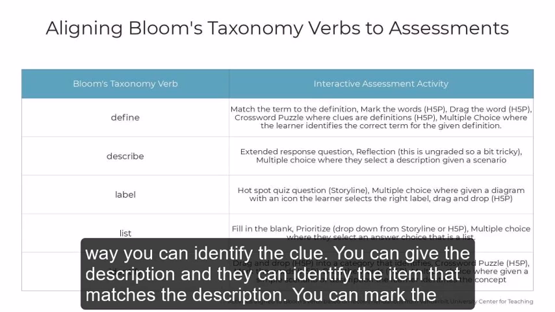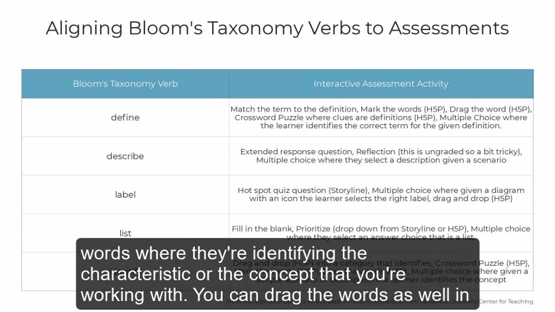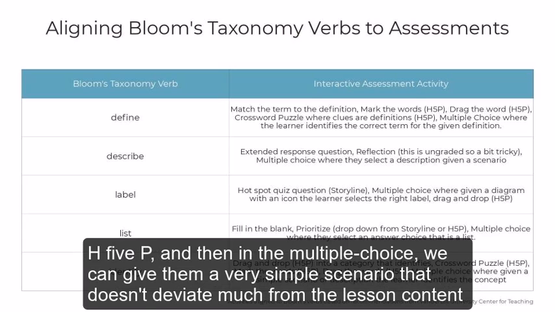Crossword puzzles are another way you can identify the clue. You can give the description, and they can identify the item that matches the description. You can mark the words where they're identifying the characteristic or the concept that you're working with. You can drag the words as well in H5P.